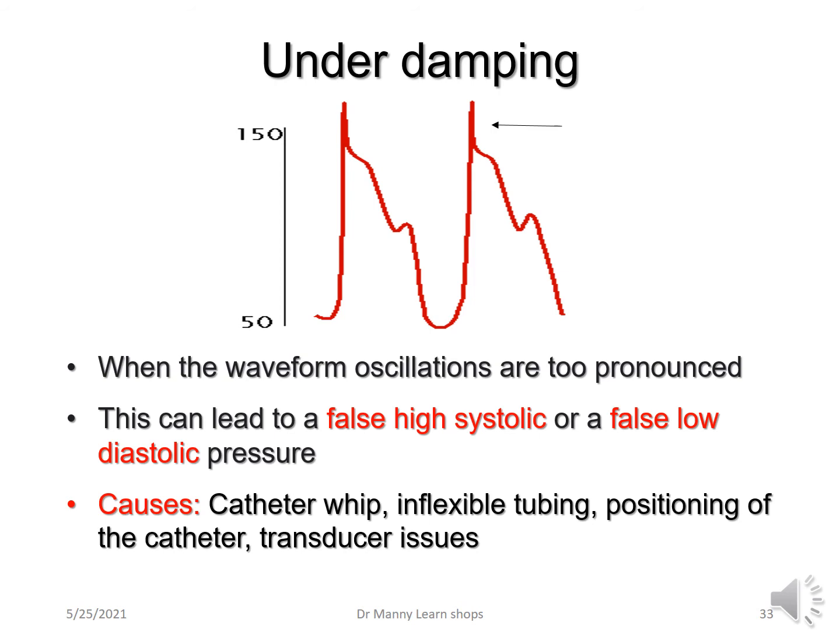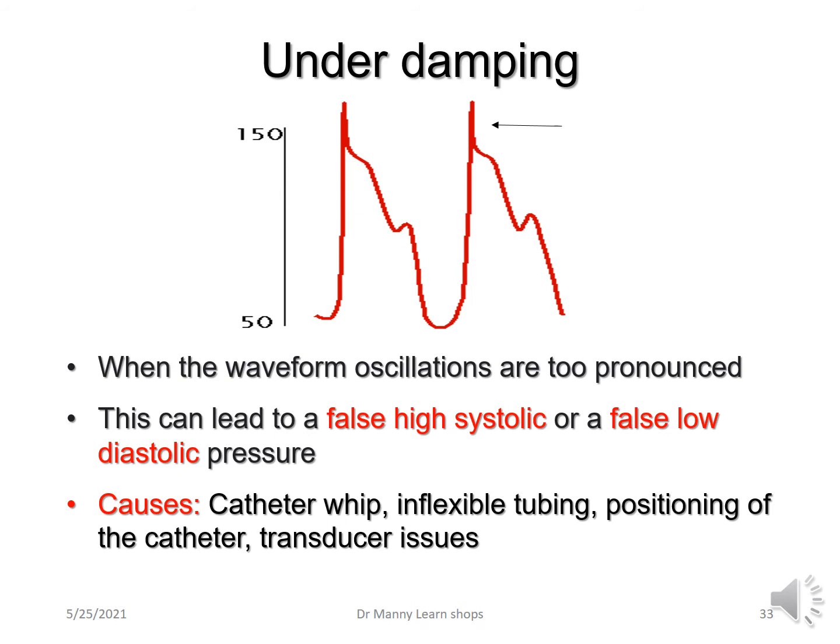And what are some of the causes? The causes could be catheter whip, which means the catheter is moving in the artery because of the flow. This can happen in hyperdynamic circulation such as anemia or sepsis. Or it could be related to inflexible tubing. You may have used the wrong tubing, or you may have put in a stopcock, or you may have put an extension set in, which again is not recommended. Or it could be the positioning of the catheter. The catheter could be against the wall of the artery and it's sort of being blocked to a certain extent.